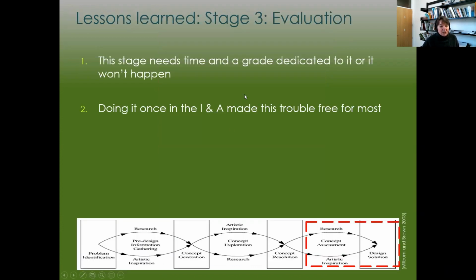So the last stage, evaluation, needs time and a grade dedicated to it or it won't happen. At first we tried to put it with the third stage, but in the end, a lot of them didn't do it. So we had to split it off and make it a special phase where we forced them to do it. And we attached a grade to it.